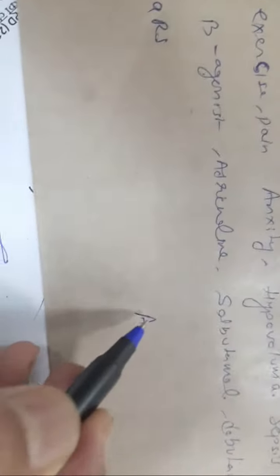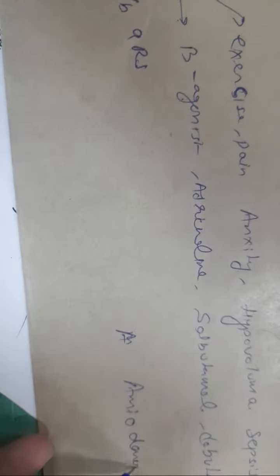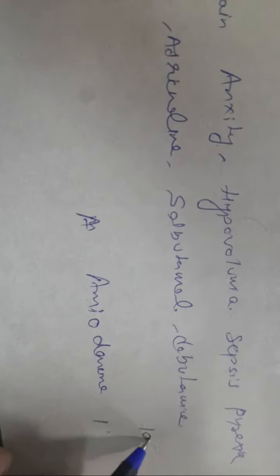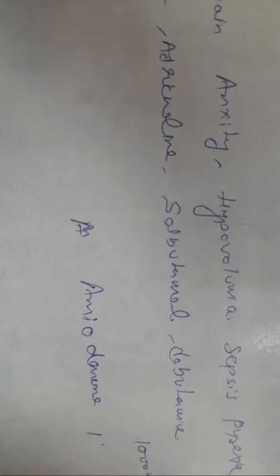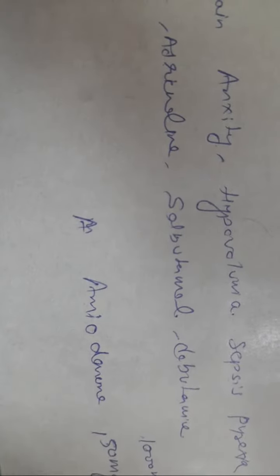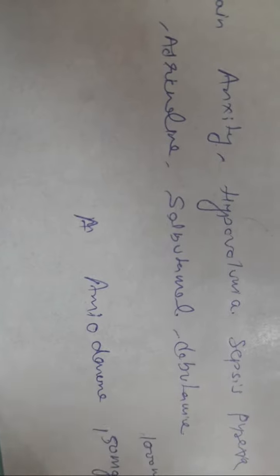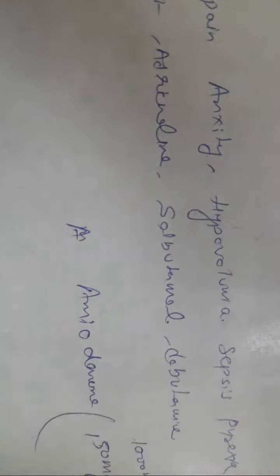From the antiarrhythmic classification, we can give amiodarone. The dose will be 1000 milligram over 24 hours. The initial loading dose is 150 mg in D5W 100 ml over 10 minutes. So this is the dose of amiodarone.